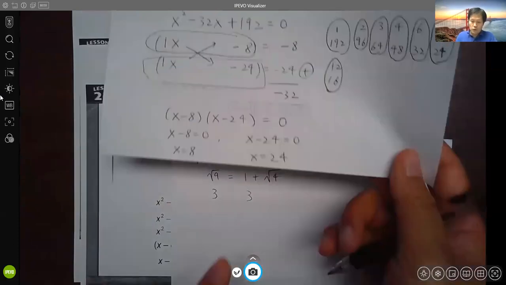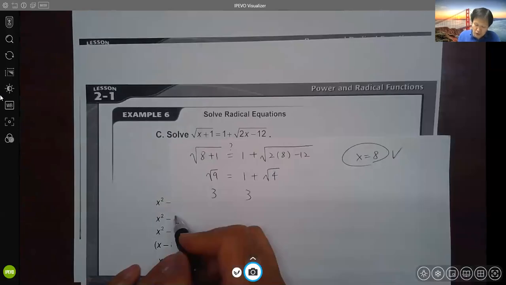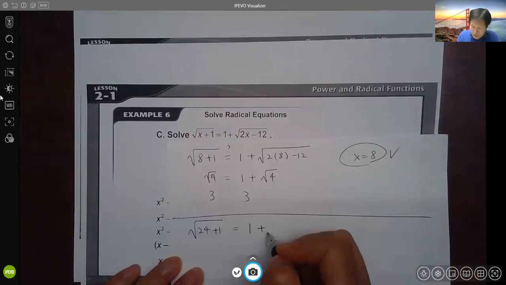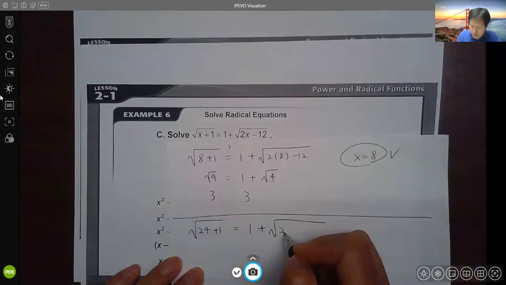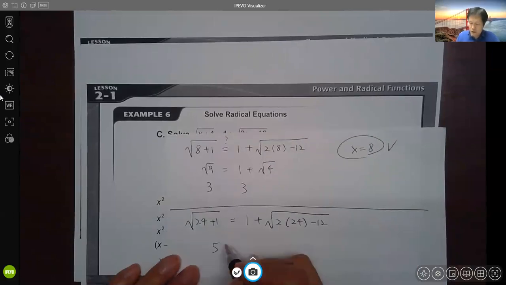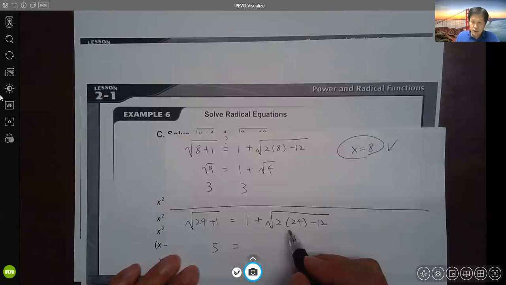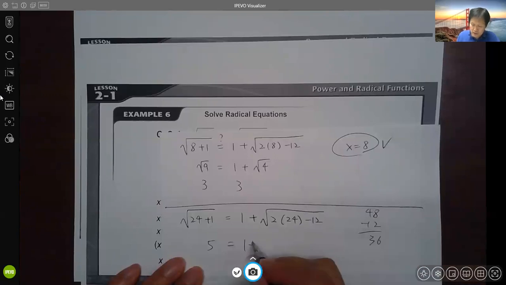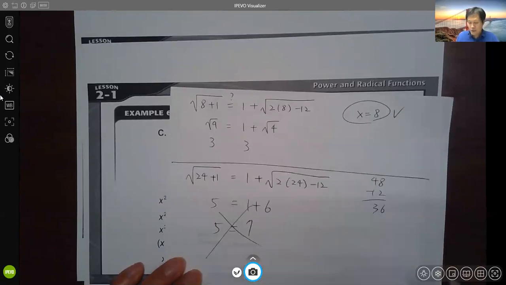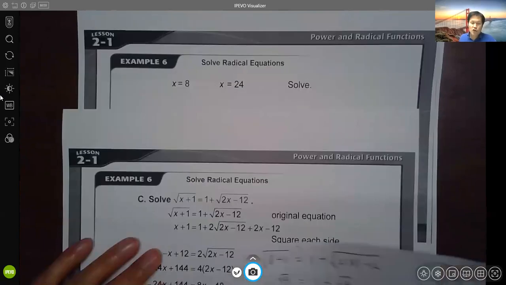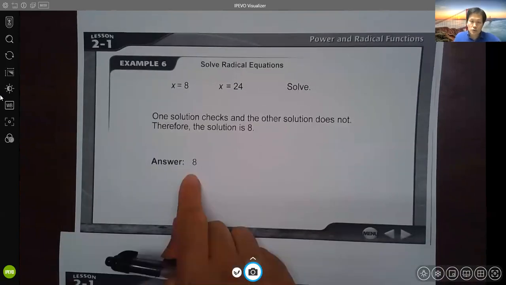Take it. What was the other? 24. 24, you have to check it. Plug it in, 24. 1 plus square root of 2 times 24 minus 12. Okay, that's a square root of 25, which is 5. That's what? 48. 48 minus 12, that's a 36. Okay, square root of 36 is 6. 7 and 5 equal to each other? Busted. So x equal to 24, dump it, not gonna work. So through our checking, the only answer you take is 8.